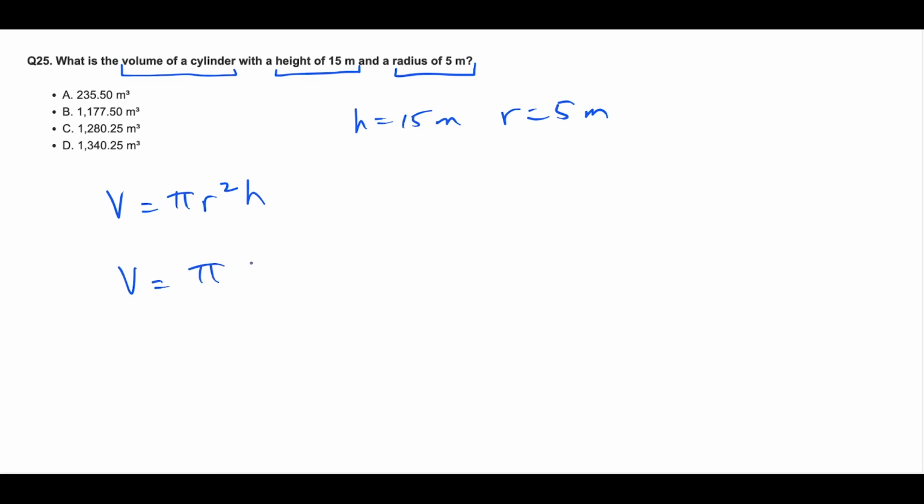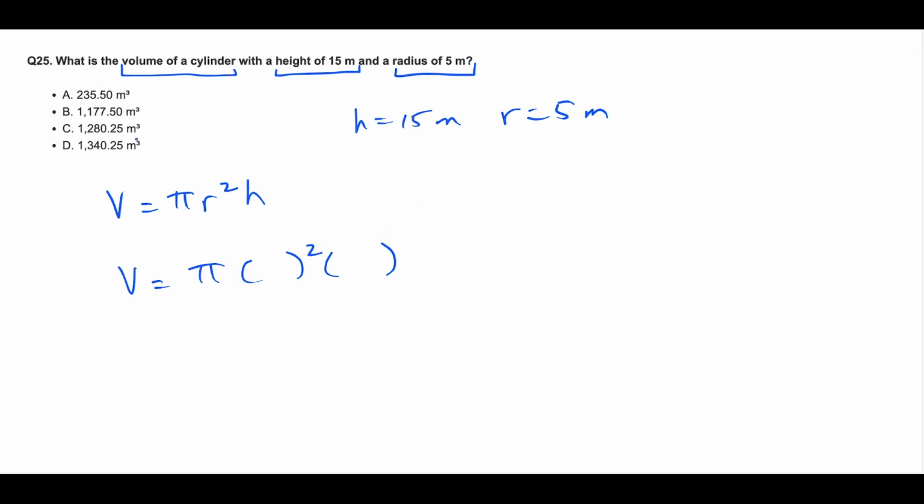So for the last question here, we want to find the volume of a cylinder that has a height of 15 meters and a radius of 5 meters. So we have h equals 15 meters, and r is equal to 5 meters. And the formula for the volume of a cylinder is pi times r squared times h. So then we just plug in. We have pi, and a little trick here, just know that I'm not going to plug the units in here until the end.